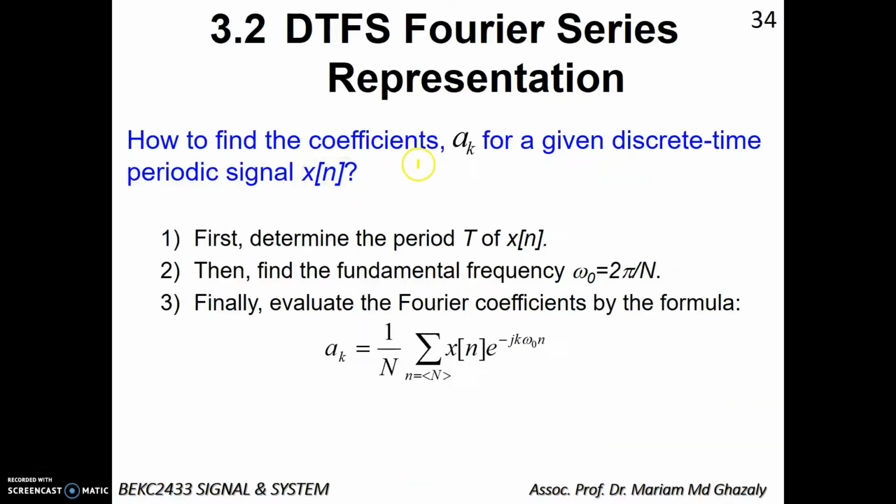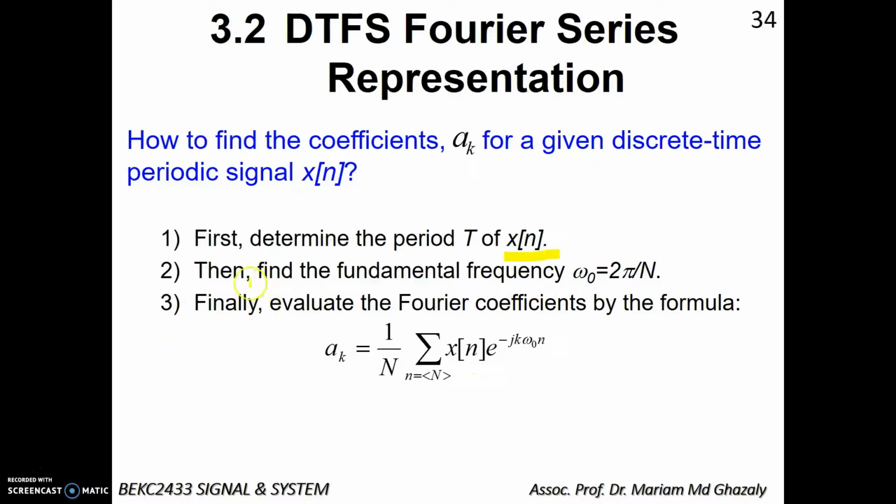So how do we find the coefficient a_k for the given discrete time periodic signal? It is a similar method to finding a_k for continuous time, which you have learned in the previous class. First, determine the period N of the signal itself. From the signal given, find out what the period is. The period means that the signal is going to repeat in the same manner, so it has the same cycle.